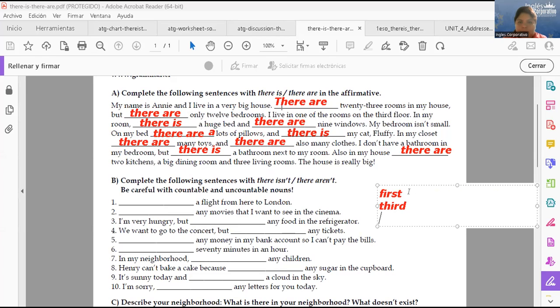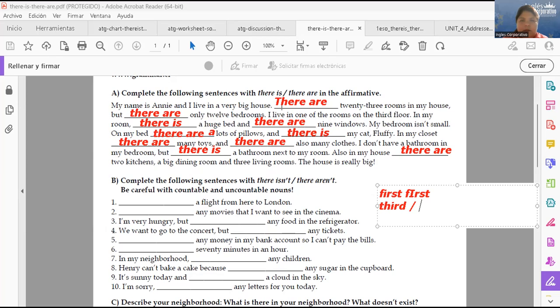Okay, first. So it's something like air, right? First. Let me write it down. First, esta es una I cortita. First. And this is third. Okay. Third. In my bathroom, let me check.